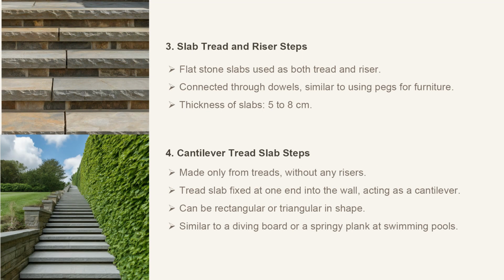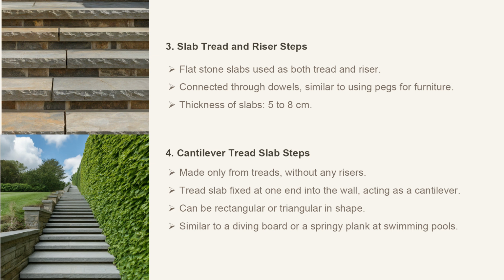Then comes the third one, that is tread and riser steps. Here, flat stone slabs are used as both the tread, the part you step on, and the riser, the vertical part. These can be connected through dowels, much like how you might use pegs to connect pieces of furniture. The thickness of these slabs can vary from 5 to 8 cm, similar to the thickness of your heavy textbook.